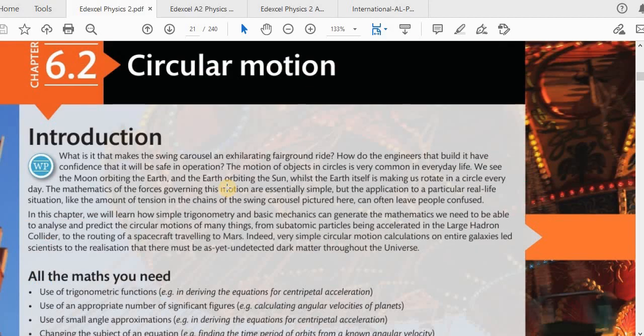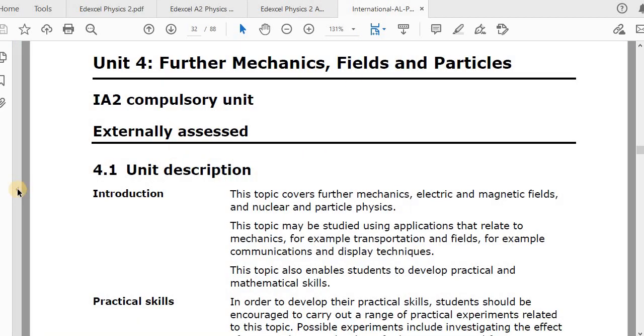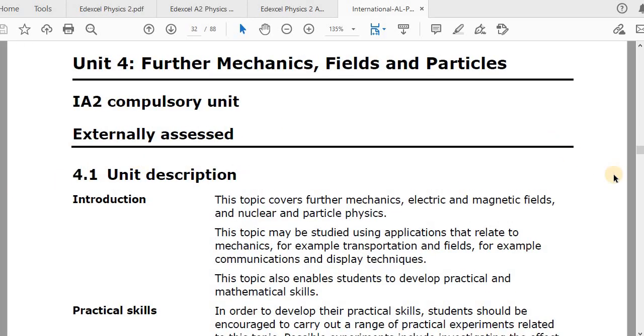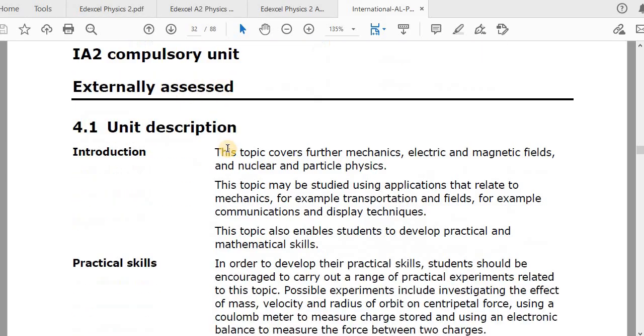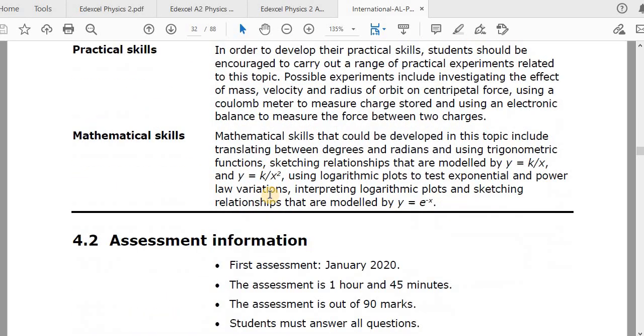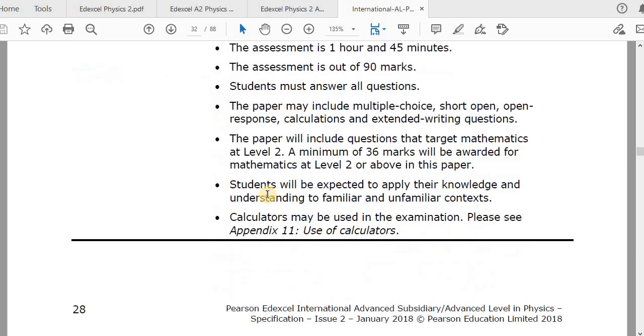this. Okay, now this is where we start chapter 6.2. I'll also show it to you from your syllabus. This is your Edexcel IAL Physics syllabus, and you can see this is unit 4, further mechanics. Make sure you go through all this, because in this way you will have an idea of what you are supposed to learn and what you're supposed to know for the exam.